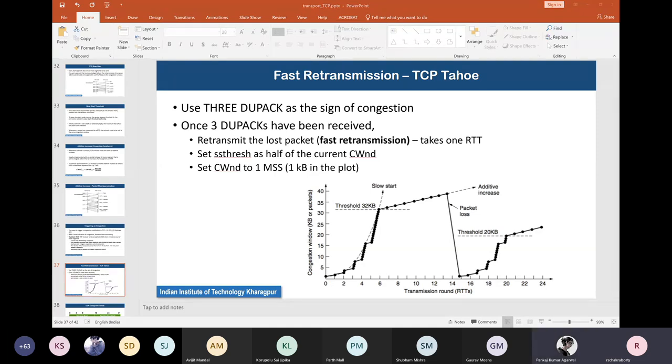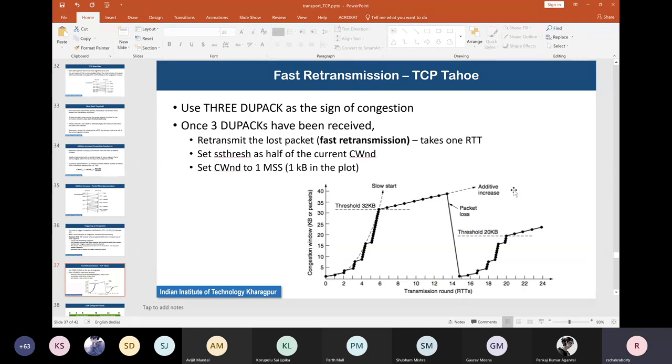Yes, any question? What is the point of reducing it so drastically when packet loss started only around 35? Exactly, very good question. What is the point of reducing it so drastically? I mean, this is too bad, right? That's why TCP Reno does not reduce it too drastically. It reduces to somewhere in between, and then again it increases like this.